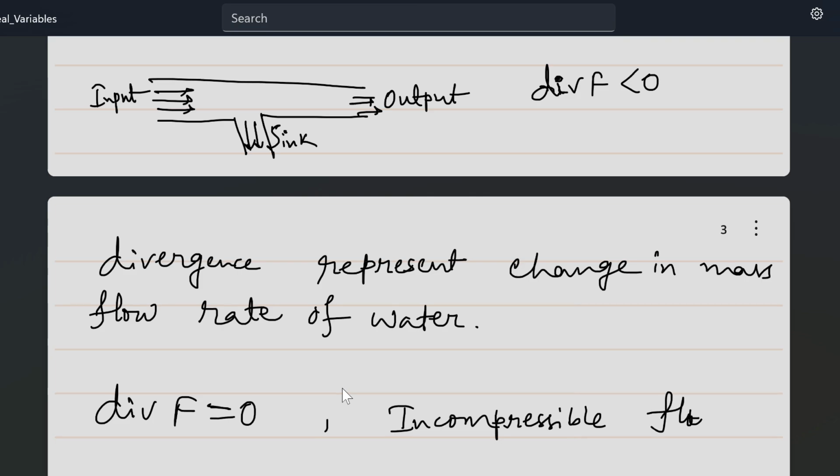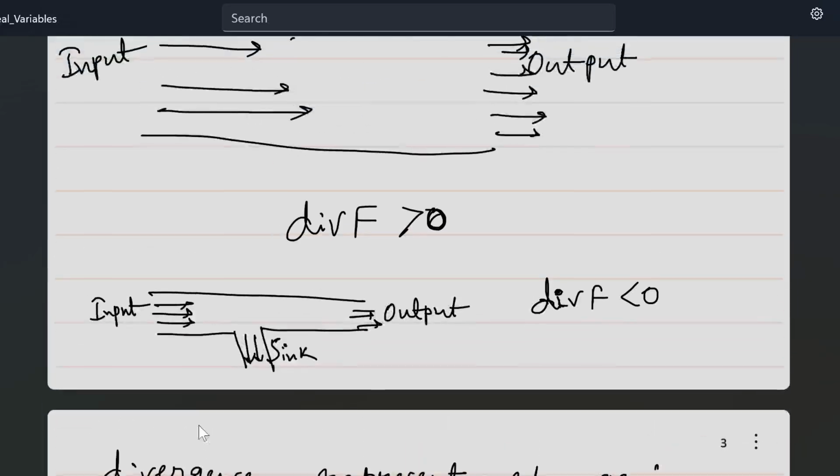Incompressible fluid. Okay. So this is called divergence. Divergence is a scalar, so divergence is either positive or negative. Whatever you are saying, outward.